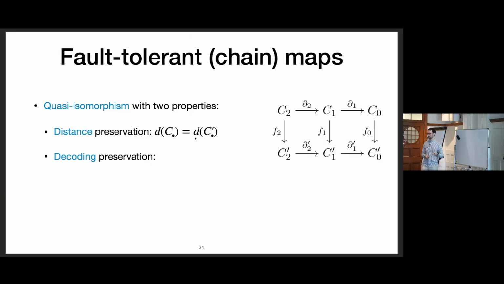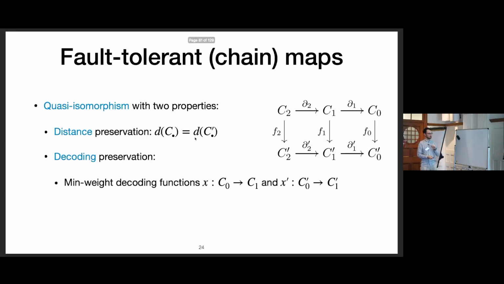And then we also want decoding preservation. This is a bit more complicated to state, but let's imagine we have the minimum weight decoding functions for these two chain complexes. What this would mean is that, let's say I have a syndrome in C0, then I have a function x that takes me from C0 to C1, and what it returns is the minimum weight element of C1 which has the syndrome that I observed. And I would have similar for x prime. Now, decoding preservation, we define it to mean this. Let's say I start from C0. It should be equivalent for me to do the minimum weight decoding in the first code and then map to the second code.